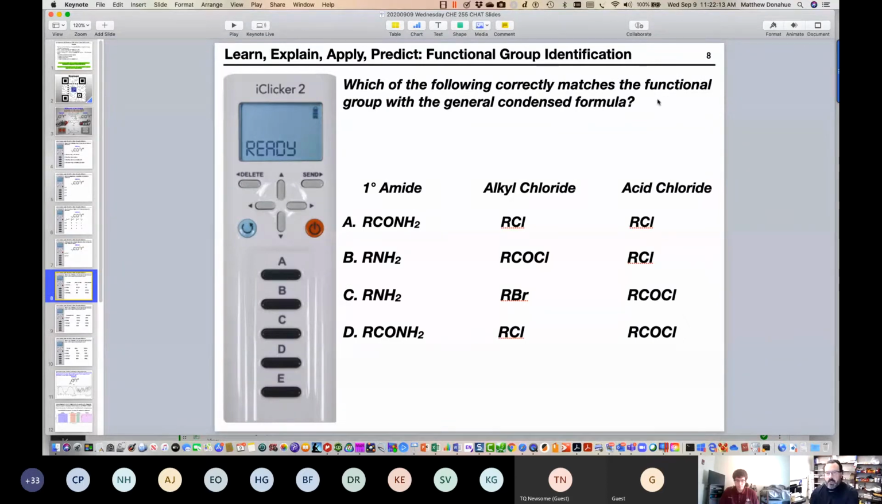So which of the following correctly matches the functional group name? So up in the first row here, these are the names: primary amide, alkyl chloride, acid chloride, with the general condensed formula. So in organic chemistry, we use R as like your variable, like X would be in algebra. So R can be anything. So which of these answers has a primary amide, an alkyl chloride, and an acid chloride in the condensed formula?